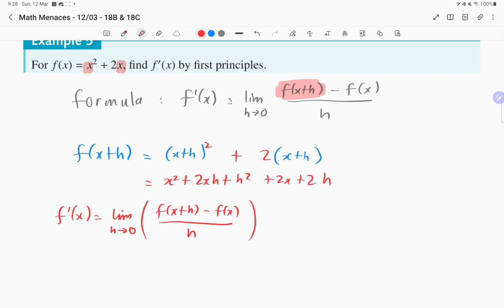So then that would be equals to the limit of h to 0, and now just put the values in. Okay, so it's going to be x squared plus 2xh plus h squared plus 2x plus 2h. Now subtract, remember when we have two terms, right, so x squared and 2x, when we have two terms of f(x), what do we have to do here, Sarah? When we do the subtraction, it will be subtract.